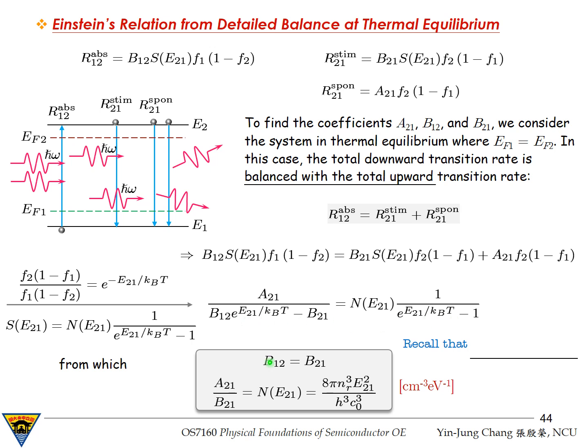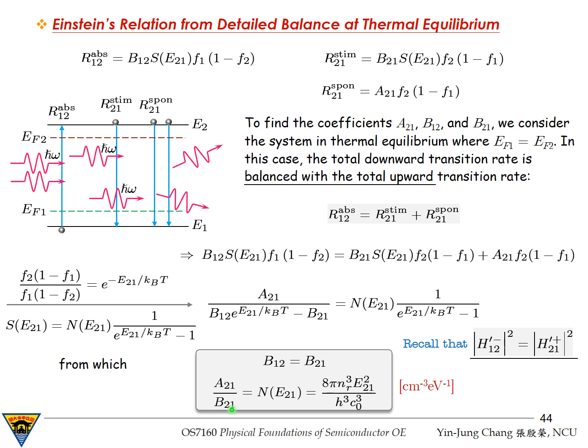So we have B12 equals B21, and A21 over B21 equals the photon density of states at energy E21, which can be further rewritten as shown in this expression as we have already derived previously. In fact, there is no surprise to see that B12 equals B21, because for a Hermitian interaction Hamiltonian, we know that H1 2 prime minus must be equal to the complex conjugate of H2 1 prime plus. So their squared magnitudes are equal.